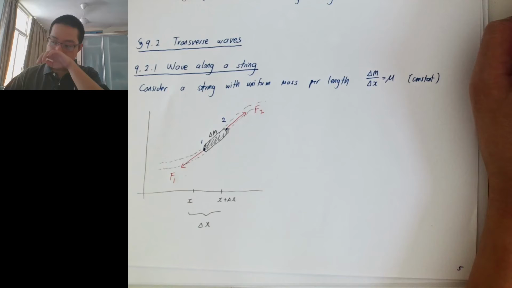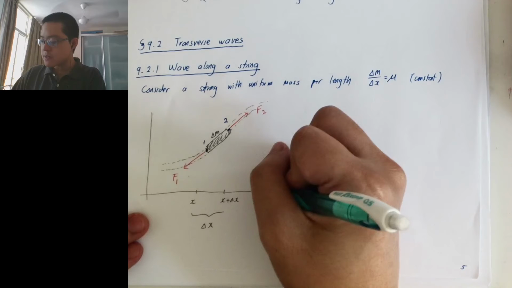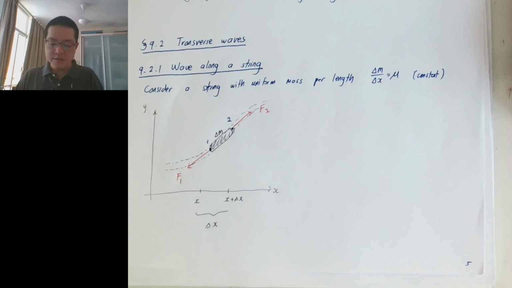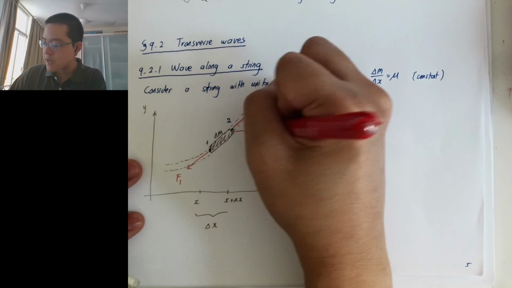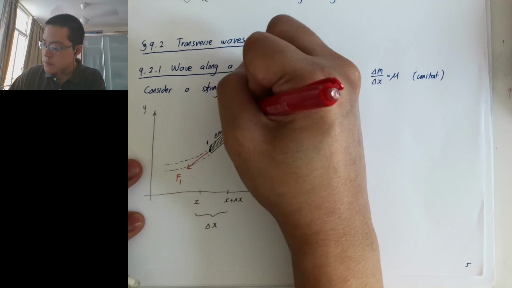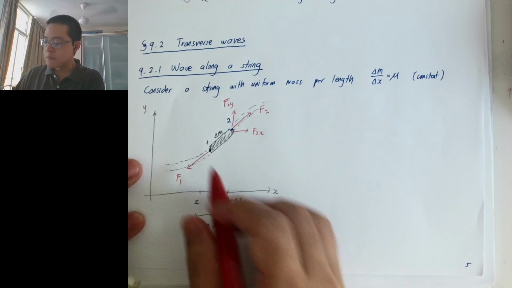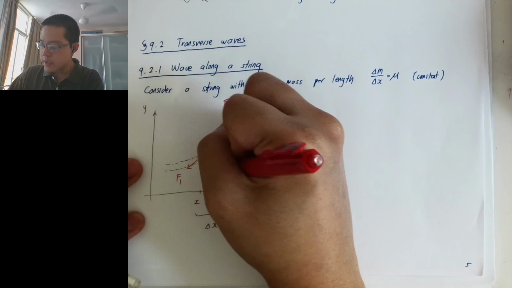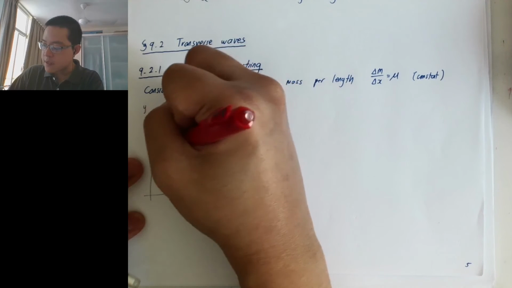Because this is an x and y direction, let us resolve our forces. This is my x direction, this is my y direction. F2, I can resolve horizontally. So this is F2 in the horizontal component, and this is F2 in the y component. This one I can also resolve: F1 in the y component is down, and F1 in the x component is to the left.